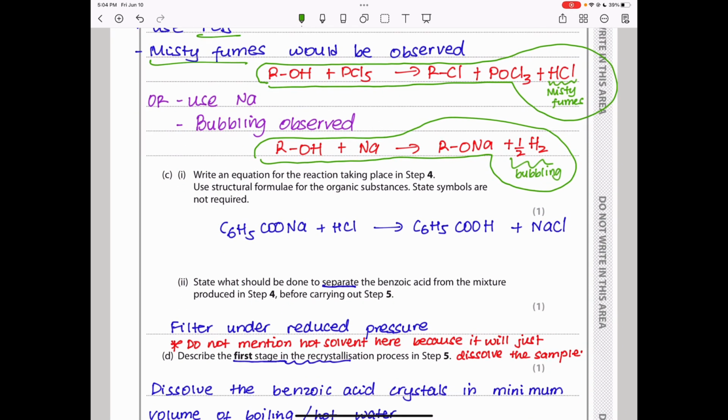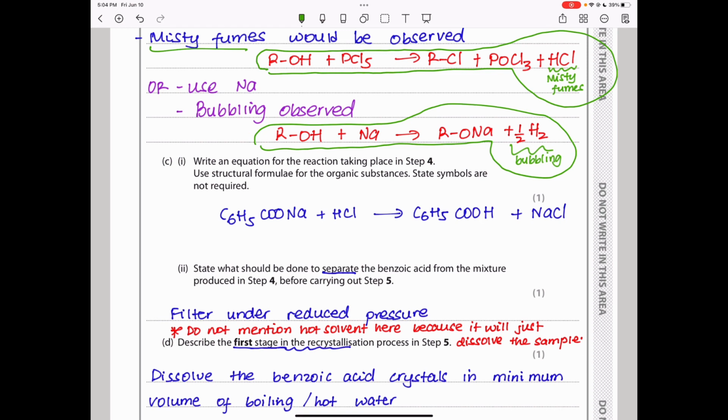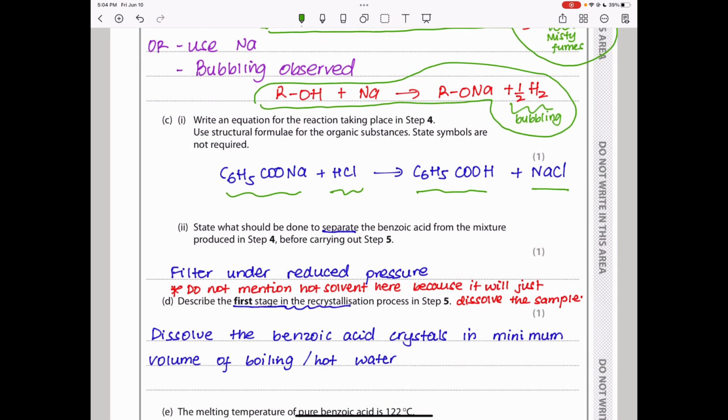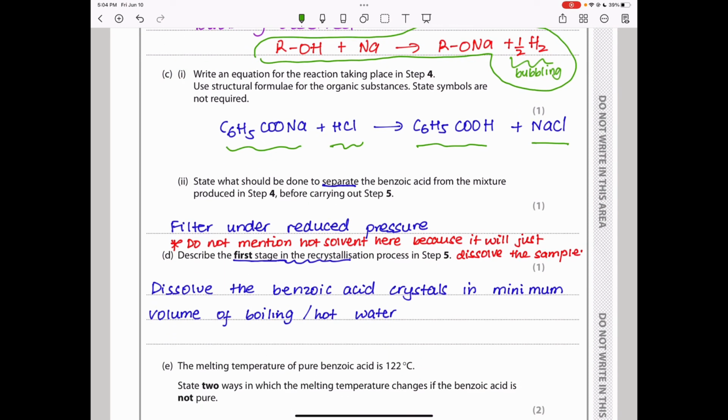C1 says, write an equation for the reaction taking place in step 4. Use structural formulae for the organic substance and state symbols are not required. So here, in that step, we see the carboxylic salt is reacting with the acid to produce a carboxylic acid and then sodium chloride. Like I say, this is the final step when you carry out alkaline hydrolysis. You produce a carboxylic salt, and when you add the acid, the carboxylic salt is converted into a carboxylic acid.